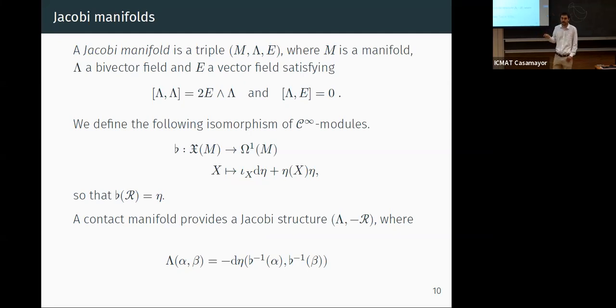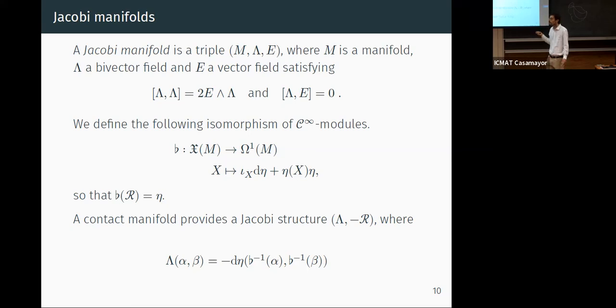Contact manifolds are members of a bigger class of manifolds, which are Jacobi manifolds. And this is an interesting framework for us to analyze this geometry because it allows us to compare it with the other geometries we have talked about that are important for other kinds of dynamics. A Jacobi manifold is a triple of a manifold, a bivector field lambda, and a vector field E that satisfy these two integrability conditions over here.